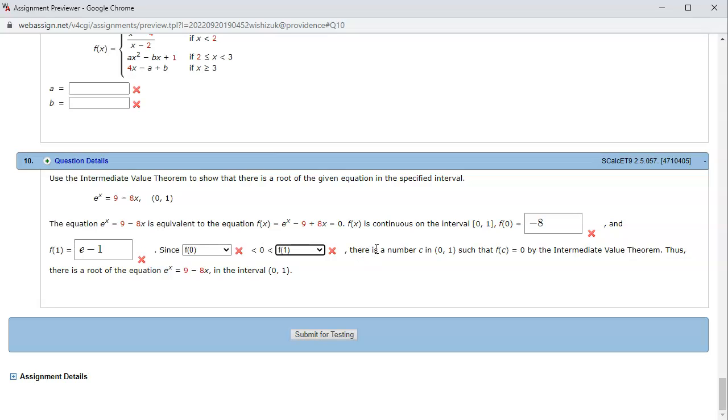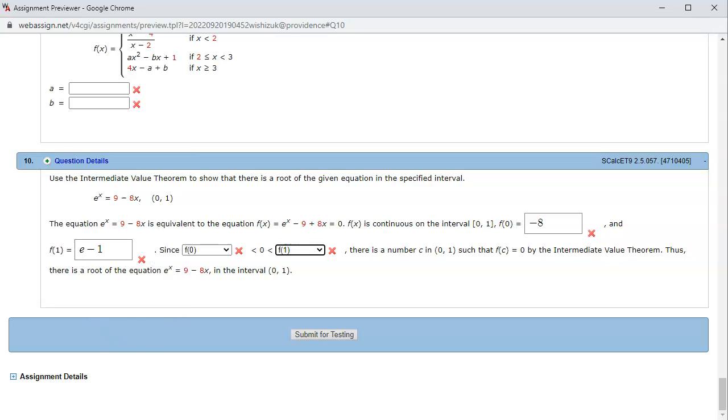So there exists a number c in the open interval from 0 to 1, such that f of c is equal to n, where n is any number between those two values. So f of c is equal to 0 by the intermediate value theorem, which means that that particular c is the solution of the original equation. So that proves that there is a solution. We don't know what it is, but we know that there exists at least one solution between 0 and 1 for that equation. All right, that's it.